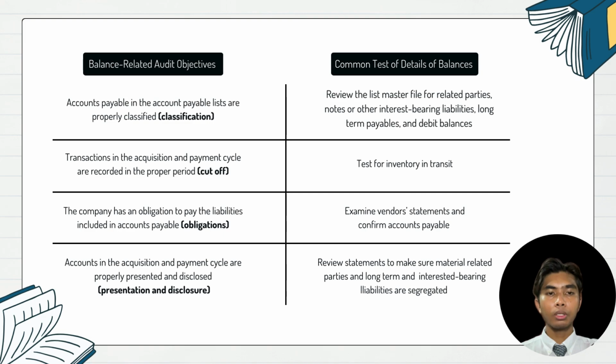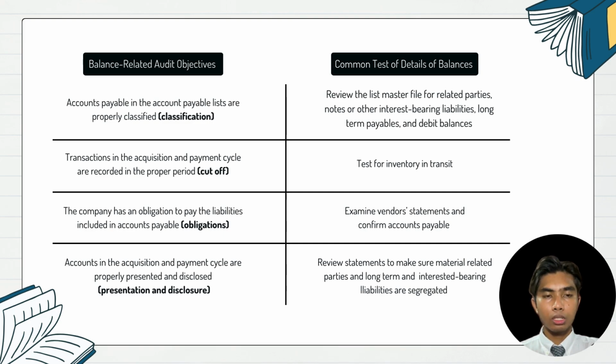Classification means accounts payable in the accounts payable list are properly classified, which means we have to review the master list for related parties, notes or other interest-bearing liabilities, long-term payables and debit balances. The next objective is cut-off. Cut-off is that transactions in the acquisition and payment cycle are recorded in the proper period. How we test for this is we test for inventory in transit.